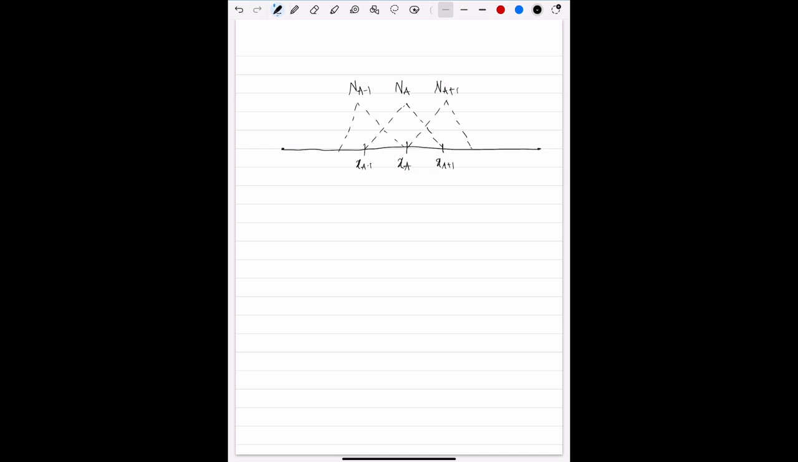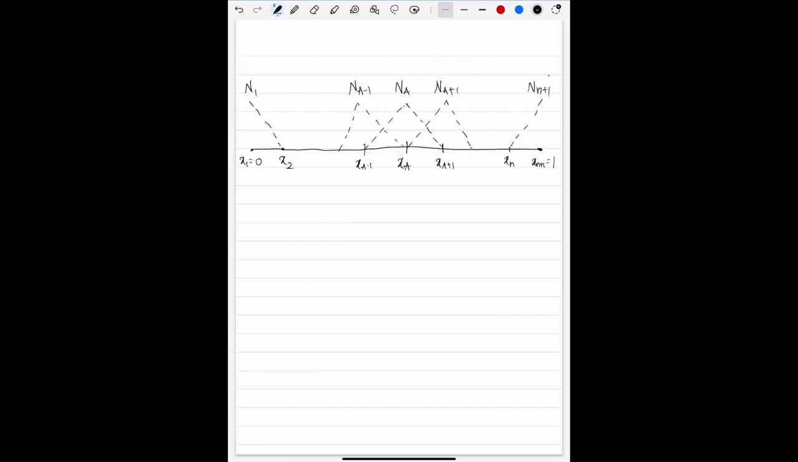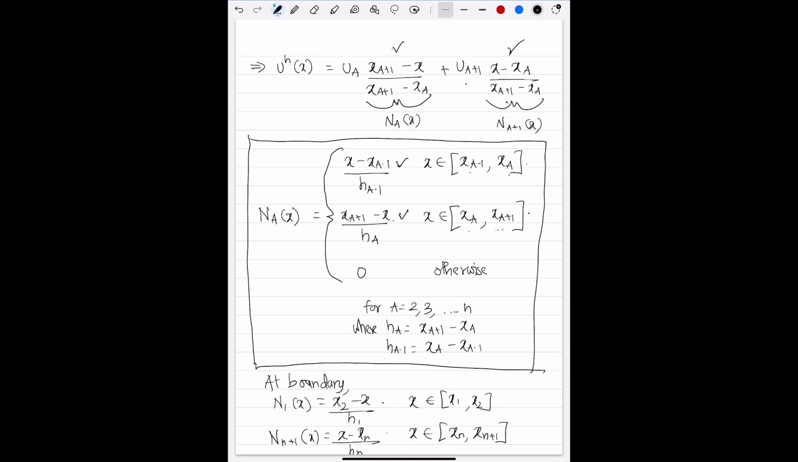At the boundaries, we only have one-sided basis functions. So let's say this is x1 equal to 0 and this is x2. Then we will just have a one-sided basis function that looks like this, which was N1. Whereas at the other boundary, say we have xn over here and the last node xn plus 1 equal to 1 over here, then this is what the last basis function looks like. It will be N n plus 1. So N1 is this relation over here, whereas the basis function N n plus 1 is this equation over here.